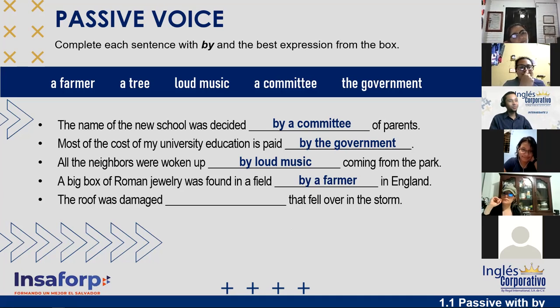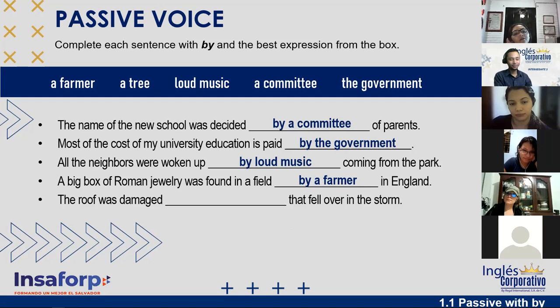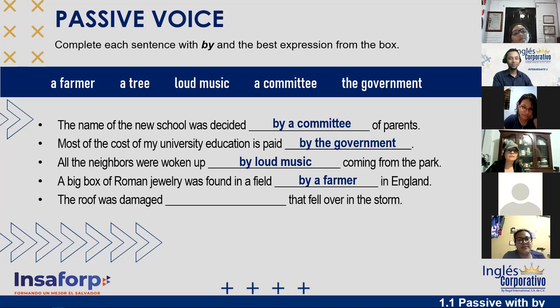Olivia wants to participate. Olivia, the last one, please. The roof was damaged by the government. The government that fell over in the storm. And we already used by the government.